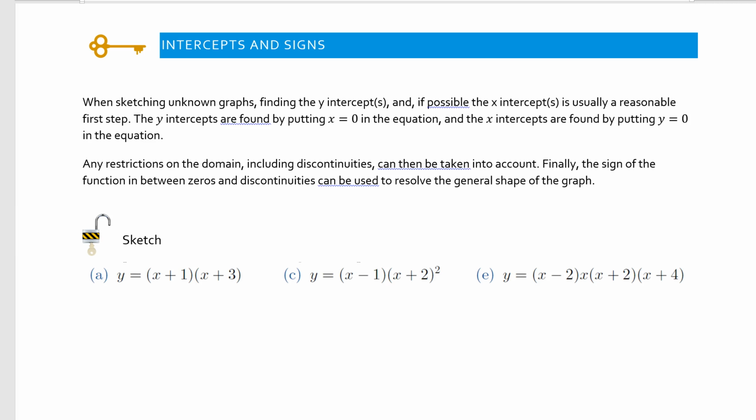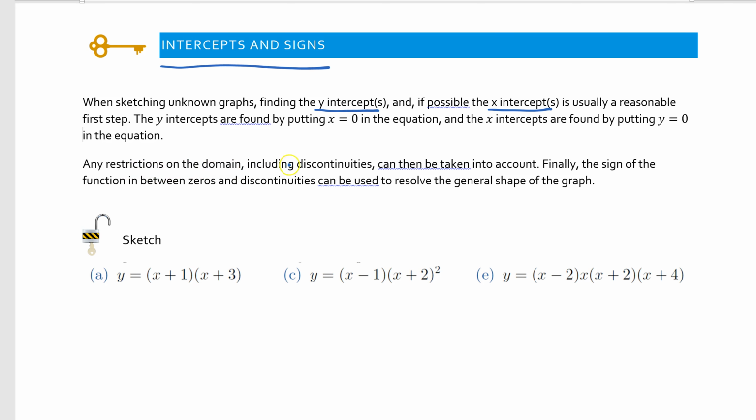Hello mathematicians, this is just an unusual little section about intercepts and signs, which just gives you maybe a little bit of background information about sketching unknown graphs. So when we're sketching unknown graphs, we usually find the y-intercepts by putting x equals 0 if we can, the x-intercepts by putting y equal to 0, and then whatever other clues we can find.